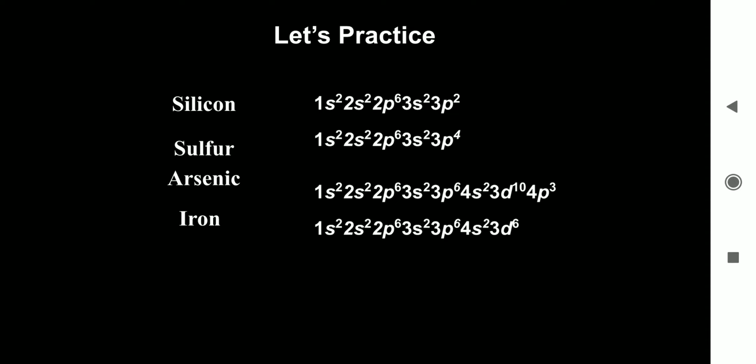Let's practice the electron configuration of silicon. What is the electron configuration of silicon? That is 1s2, 2s2, 2p6, 3s2, 3p2. Sulfur's electron configuration is 1s2, 2s2, 2p6, 3s2, 3p4. Arsenic's electron configuration is 1s2, 2s2, 2p6, 3s2, 3p6, 4s2, 3d10, 4p3. Iron's electron configuration is 1s2, 2s2, 2p6, 3s2, 3p6, 4s2, 3d6.